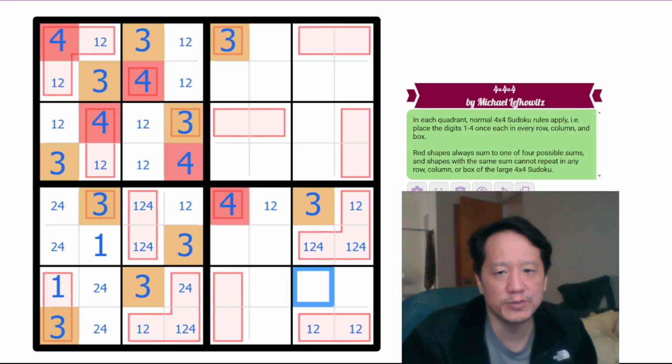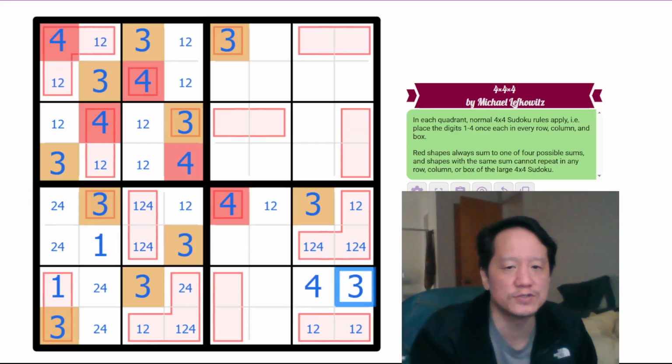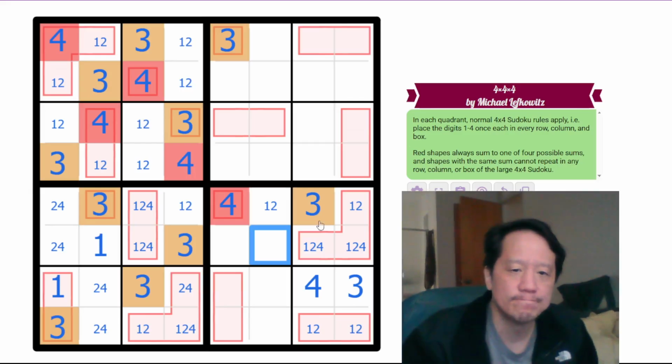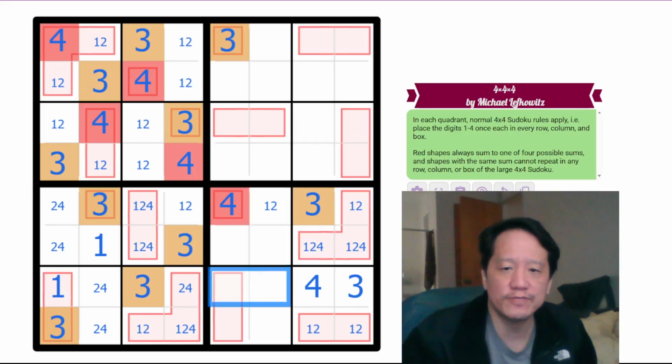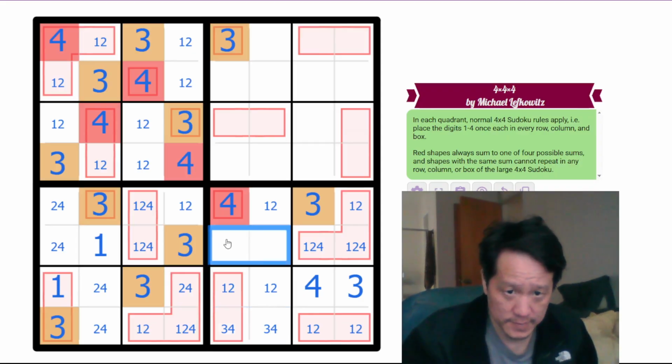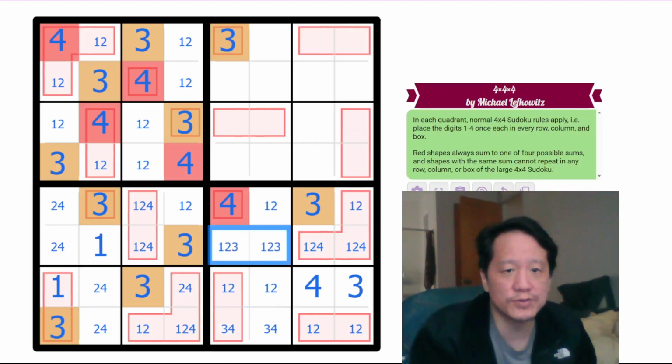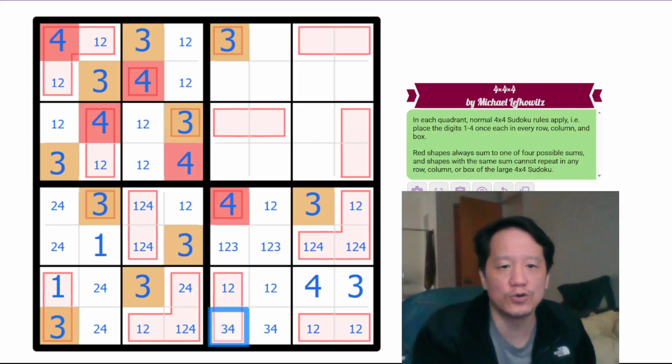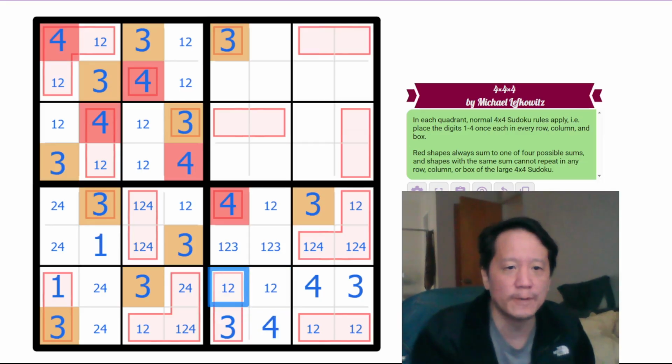This can't be 3 because of the 3 in the column, so this is 4. That's 3. This can't be 3 and 4. It's 1, 2 as a pair. Therefore, this is 3, 4 as a pair. This has to be 1, 2, or 3. We don't know which. This 4 eliminates 4 here. So this is 3, which makes this 4.